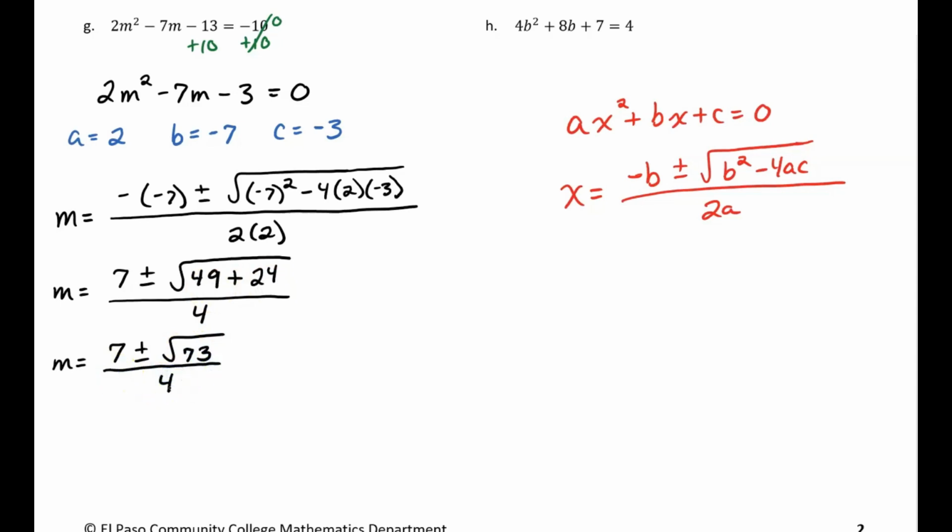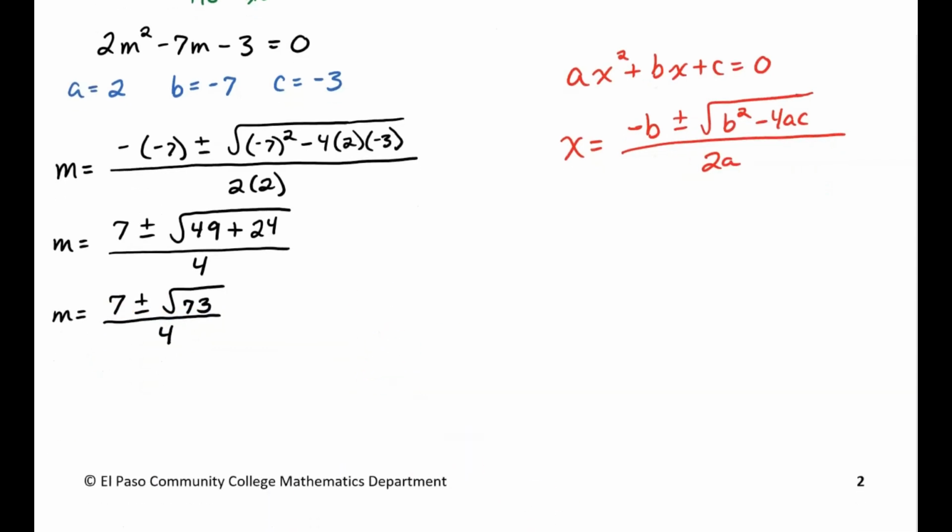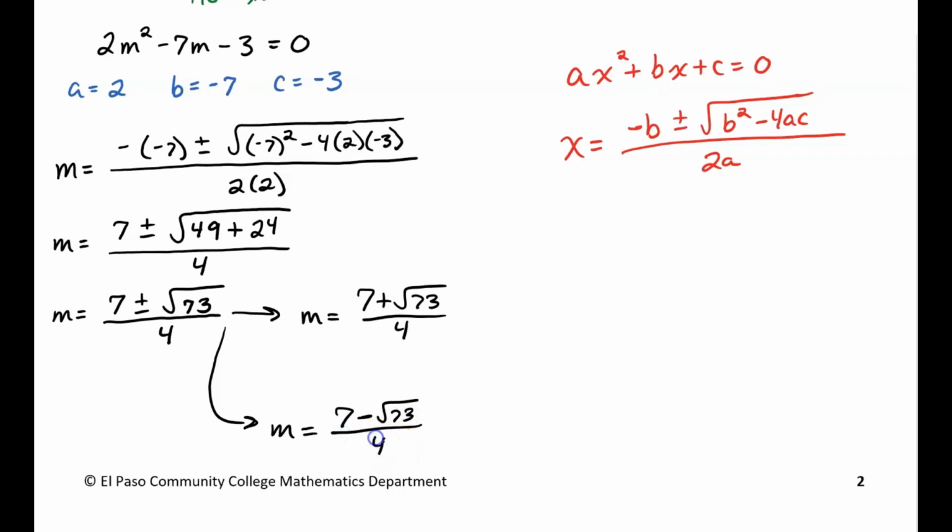Doesn't look like a square root that I know. So once I get to my simplified version here, I'll go ahead and start splitting it apart. I'll have x, I'm sorry, not x. We said m, there we go. m is equal to 7 plus the square root of 73 divided by 4. We'll do a decimal approximation right now. Our other version, 7 minus the square root of 73 divided by 4.